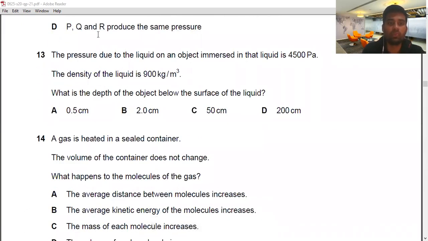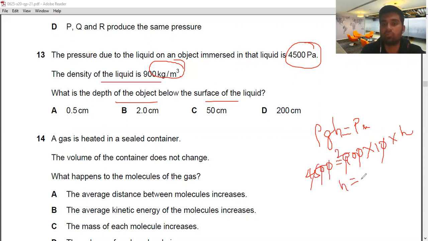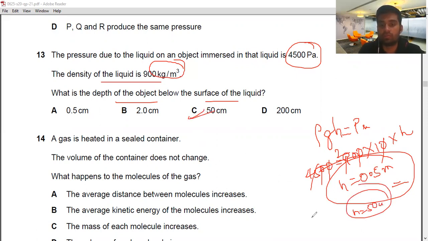Going to the next question, which says the pressure due to a liquid on an object immersed in the liquid is 4,500 pascals. The density is given as 900 kg per meter cube. What is the depth of the object below the surface? The formula is very clear: rho gh is the pressure applied. Pressure is given as 4,500, rho is given as 900, g we assume as 10, and h is the height. Cancelling the zeros and cancelling by 2, h is 0.5 meters. Units are very important. Converting this meter into centimeters, the height becomes 50 centimeters. So C is the right option.